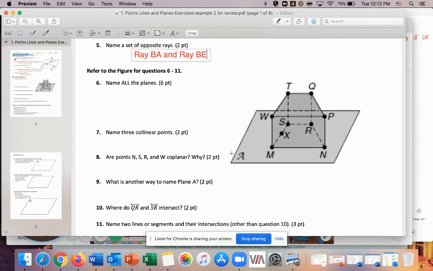So as you can see, we've already got plane A here. That's on the very bottom. And as you can see, SRN is a plane. That whole bottom of that figure is already on that plane. So we're not going to name that plane. We can just name that plane A.